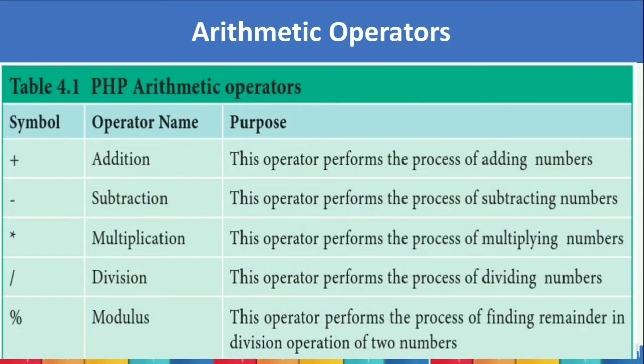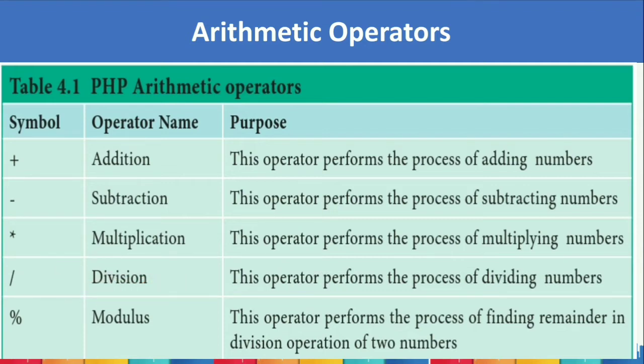Arithmetic operators in PHP perform general arithmetical operations such as addition, subtraction, multiplication, division and modulus. The symbol used for addition is plus. It is used to add numbers. The symbol used for subtraction is minus. It is used to subtract numbers. The sign used for multiplication is the asterisk symbol, that is star. And division is a forward slash. It is used to divide numbers.